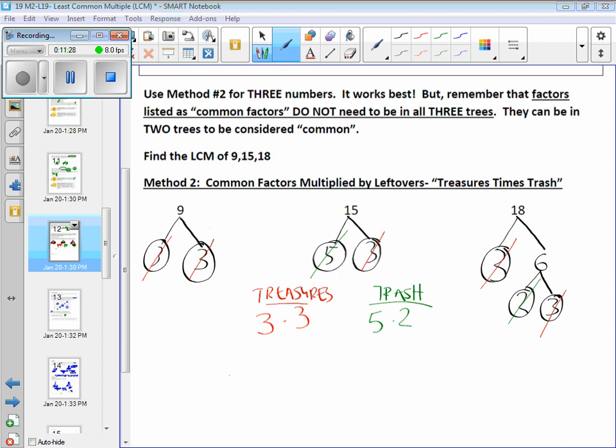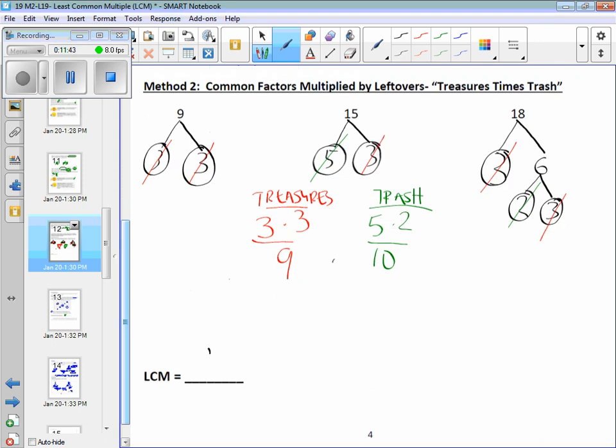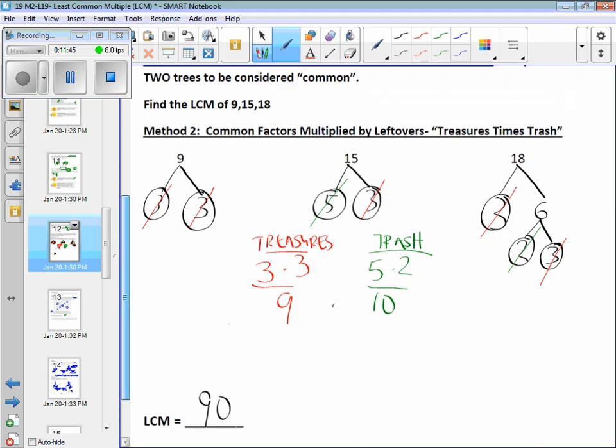Okay, let's do the treasures first. What's 3 times 3? Bring that down. What's 5 times 2? 9 times 10 is 90. Now let's just do a little mental check.